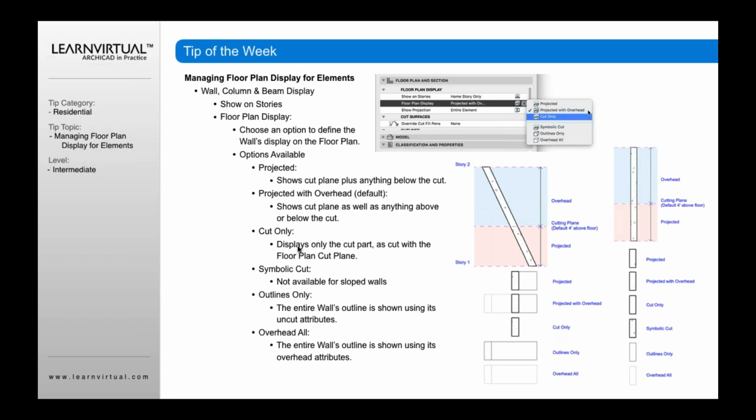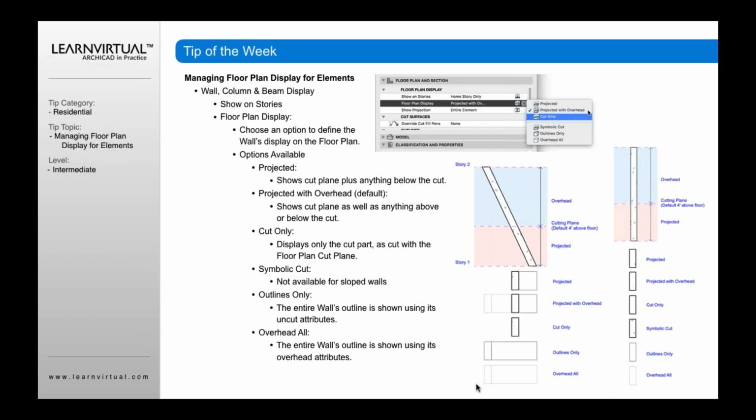Cut only is going to show literally only the cut of the wall. Again, it's not going to show a whole lot of difference here for a straight wall. Symbolic cut, if you're doing that for a sloped wall, is really going to show symbolic, which means it's going to show the outline of what's above, plus just an outline of the wall as it sees it from a bird's eye view, if you will. Again, here it's going to show the outline only, but grayed out.